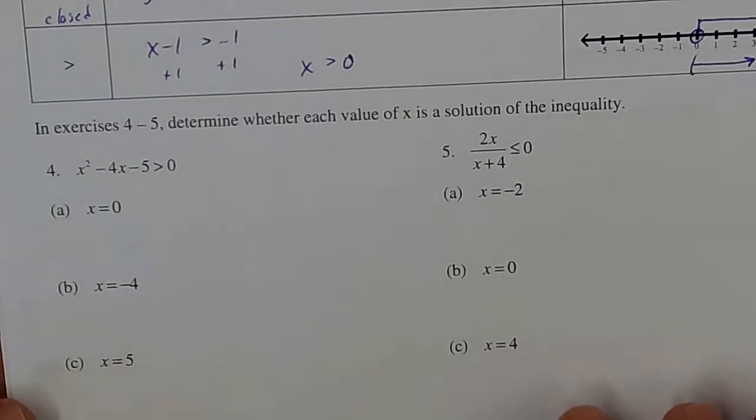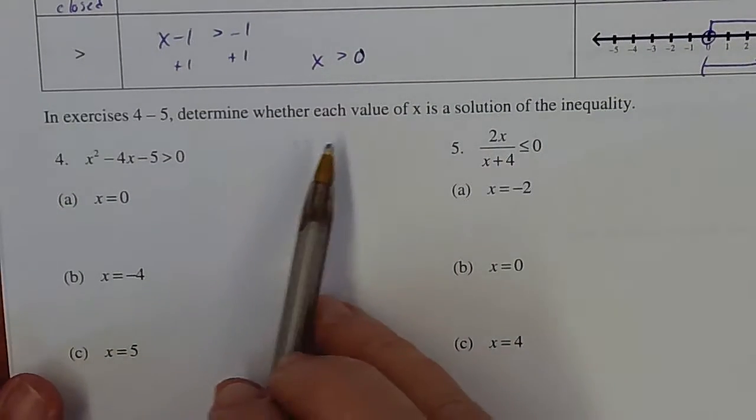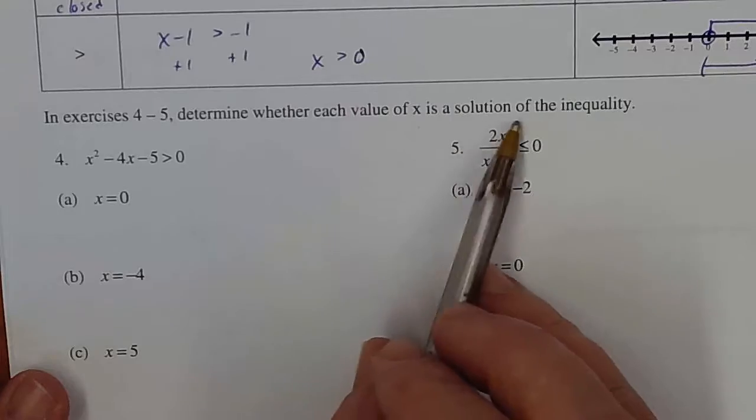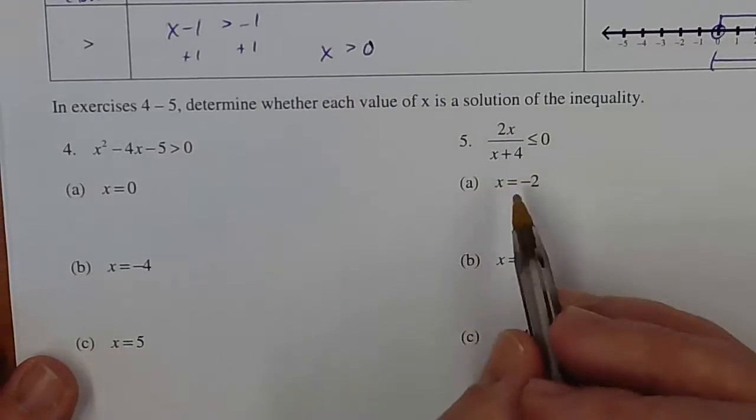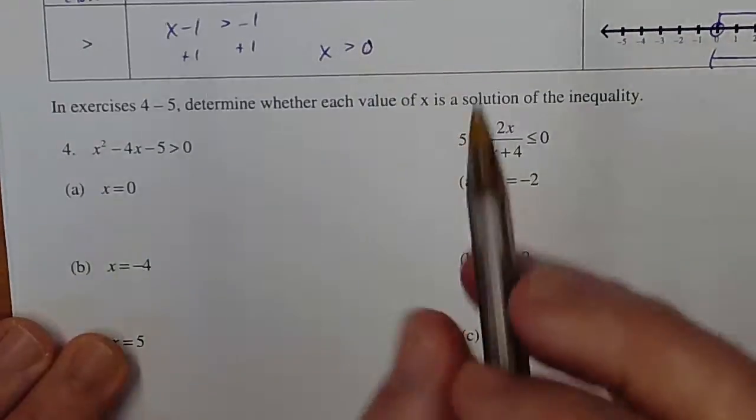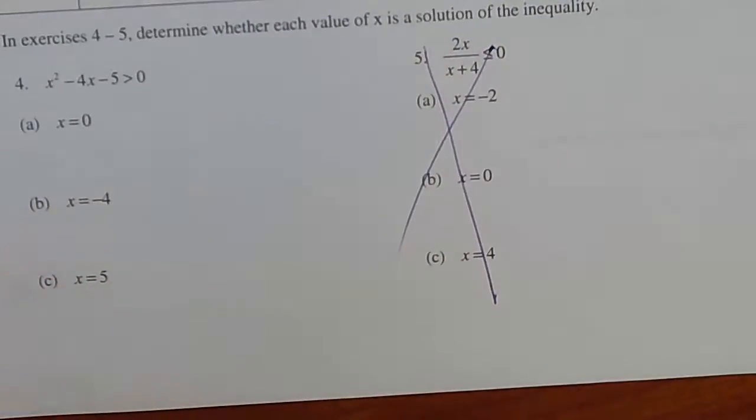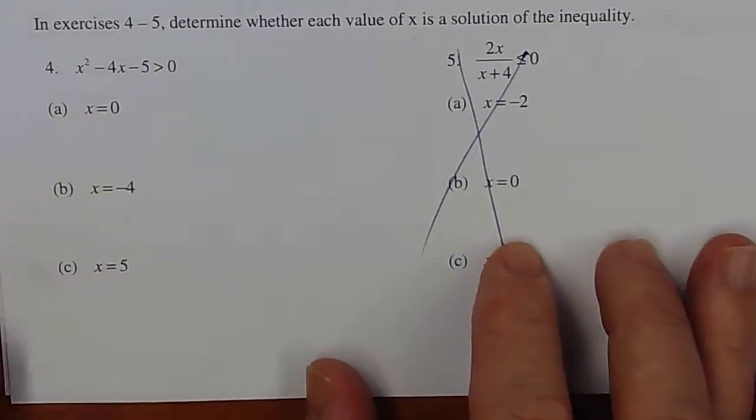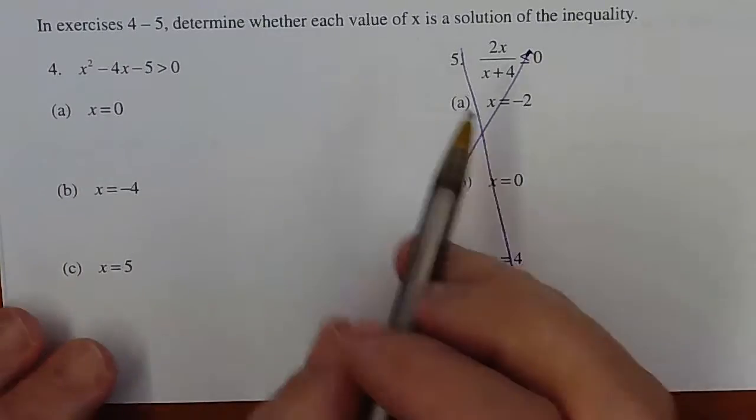Okay, here they're asking us to just practice checking to see whether the value of x is a solution of the inequality. We're actually going to skip 5 because this is rational, the one that I had you skip up here. We're going to skip 5 for now. Let me get you going on 4a and have you try b and c.